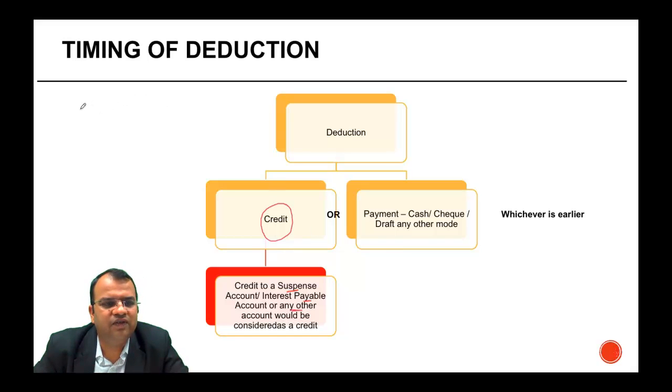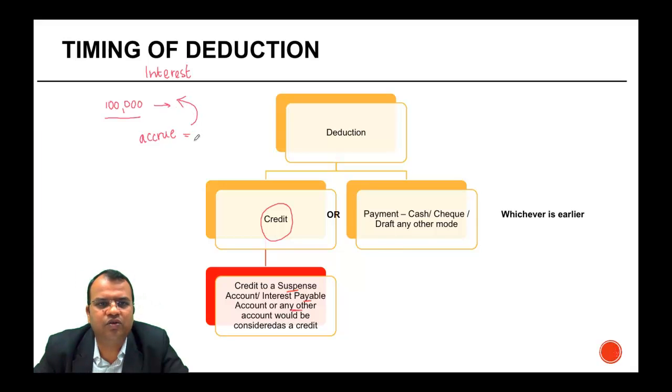Let's say, for example, I get interest on securities amounting to 1 lakh from a company, right? The payer at that point in time, when they accrue the interest in their books of accounts, will be liable to deduct TDS on this amount, because at the time when they accrue, they would have credited the account of the recipient.